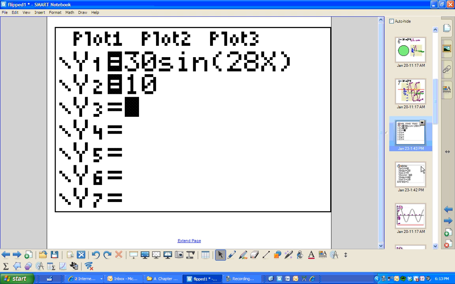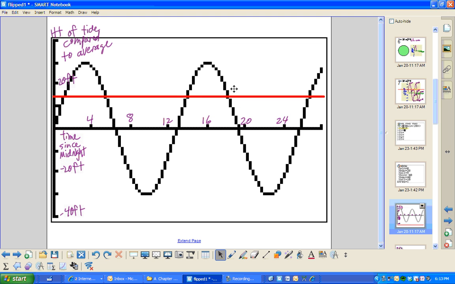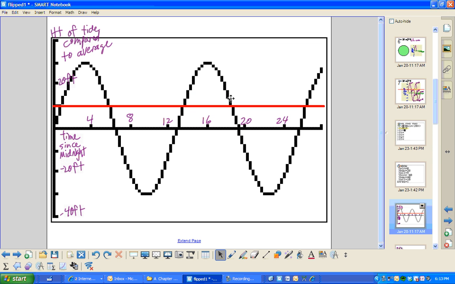All right. So let's graph that. And notice I put y equals 10. I put that because then we have the sine wave, and then we have y equals 10. We'll just figure out when they intersect. All right, so here's the graph. I'm going to put this red line up at 10 feet. Looks like that. Okay, and again, I'm looking for that point and that point.